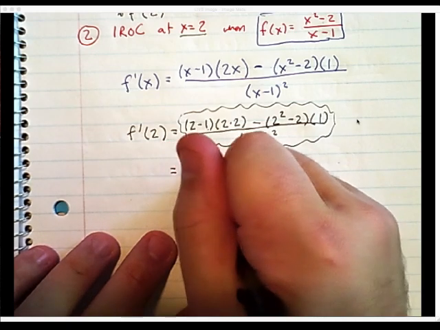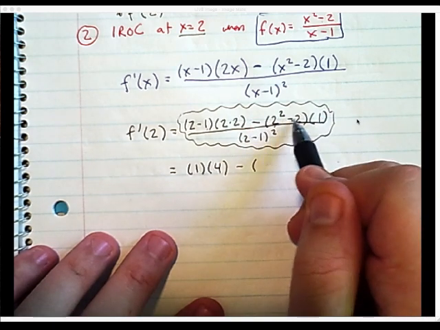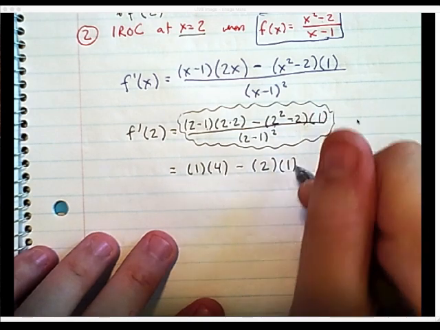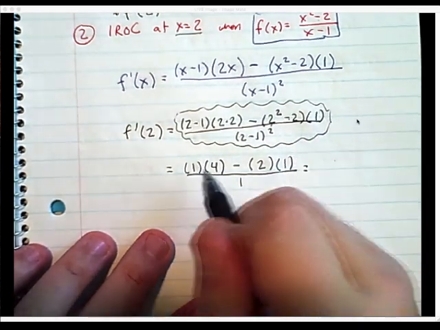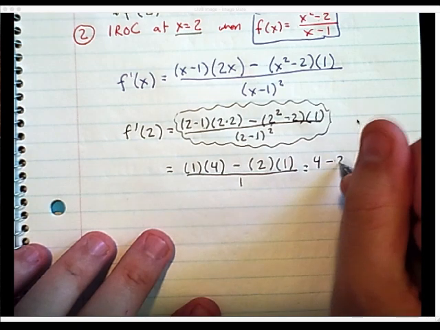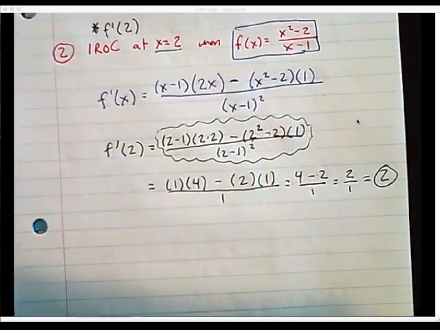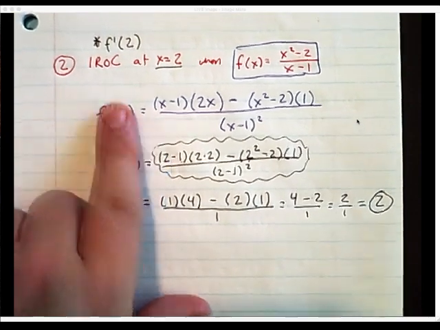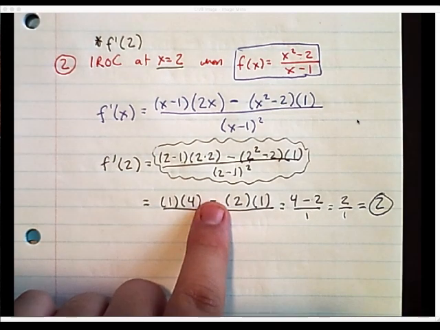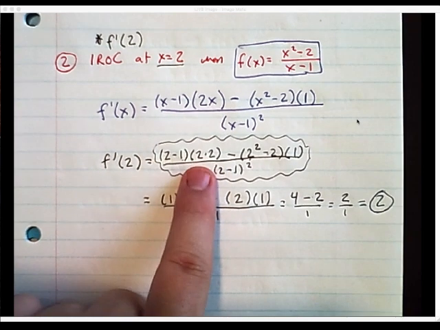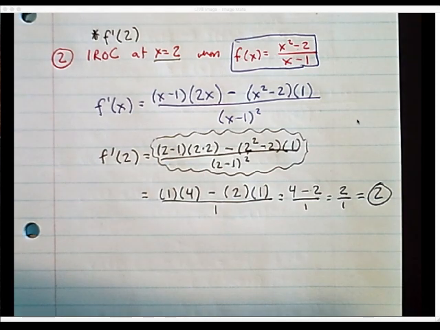2 minus 1 is 1. 2 times 2 is 4. Minus 2 squared is 4. Minus 2 is 2. There's a 1. 2 minus 1 is 1, and if I square 1, I still get 1. So 1 times 4 is 4. 2 times 1 is 2. So it's going to be 2 over 1, which equals 2. If you wanted to simplify this, you could, but it doesn't really do you any good based on what they're asking for. You just have to be careful on your arithmetic. Students do not miss the calculus. This is the calculus. What they miss is this. They miss the arithmetic, because they make arithmetic mistakes.